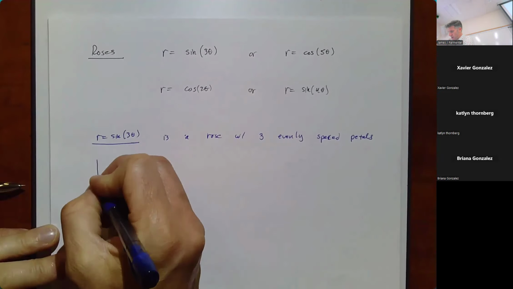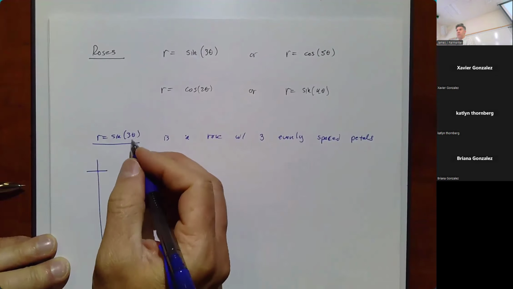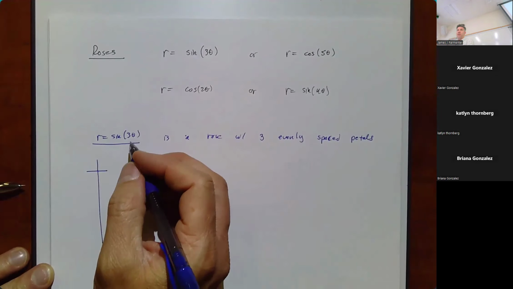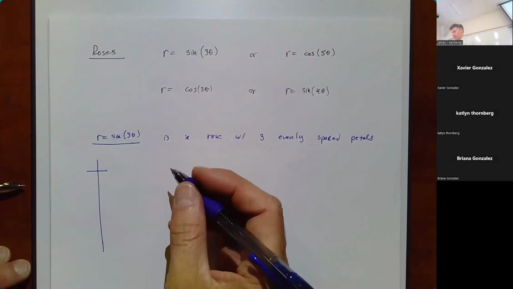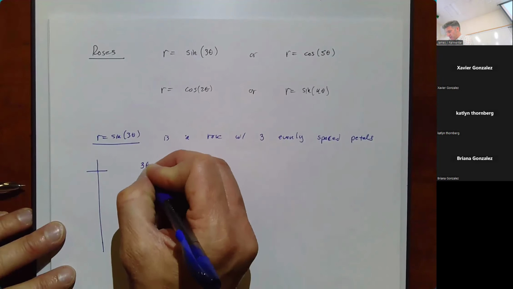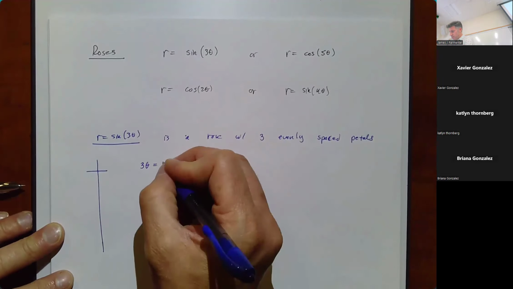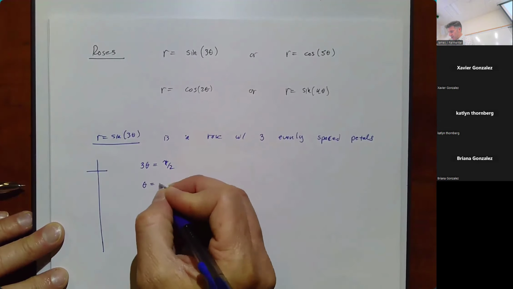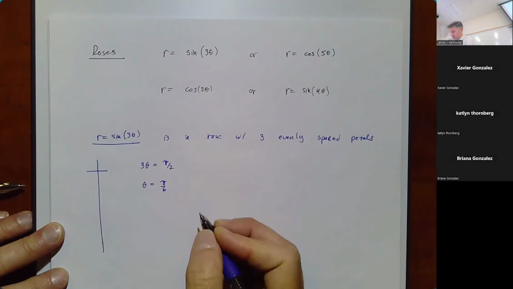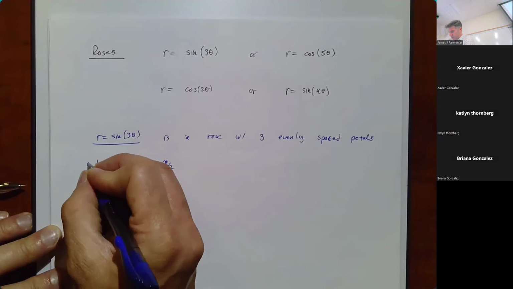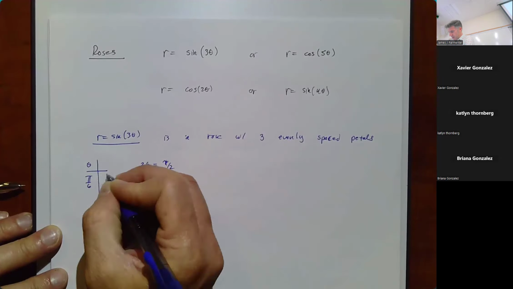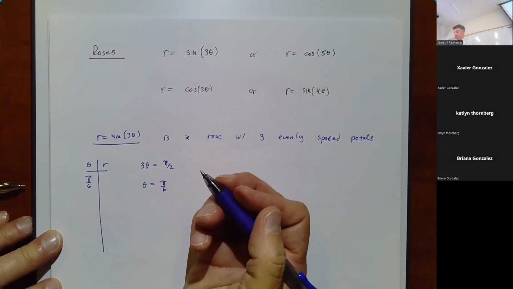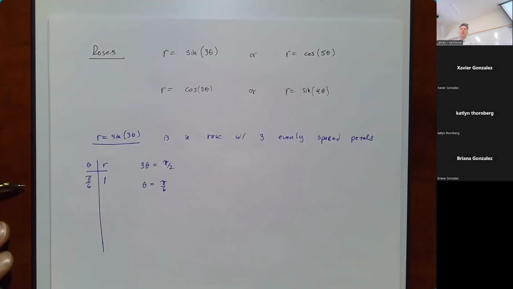I'm going to pick angles that give me where sine is the biggest. So I want 3 theta to equal pi over 2, so my angle is going to be pi over 6. I know that my r value is sine of pi over 2, which is 1. But unfortunately, pi over 6 is not the most convenient angle for me to deal with.